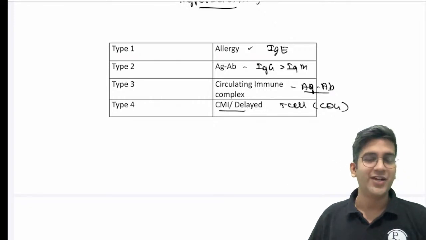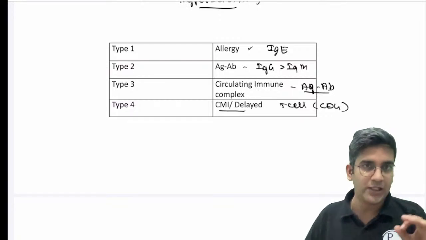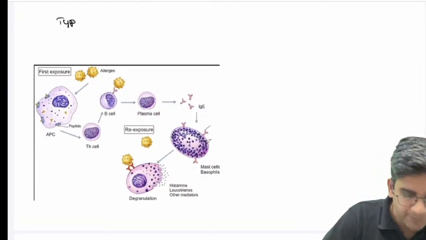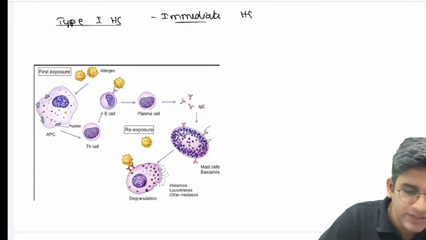Okay, so these are 4 different types of hypersensitivity reaction. Quick run through of everything, 1, 2, 3, and 4, without wasting much time, right? This is type 1 hypersensitivity. Type 1 hypersensitivity reaction, the word which I expect in an exam is that it is an immediate hypersensitivity. That's something which I do expect, right?